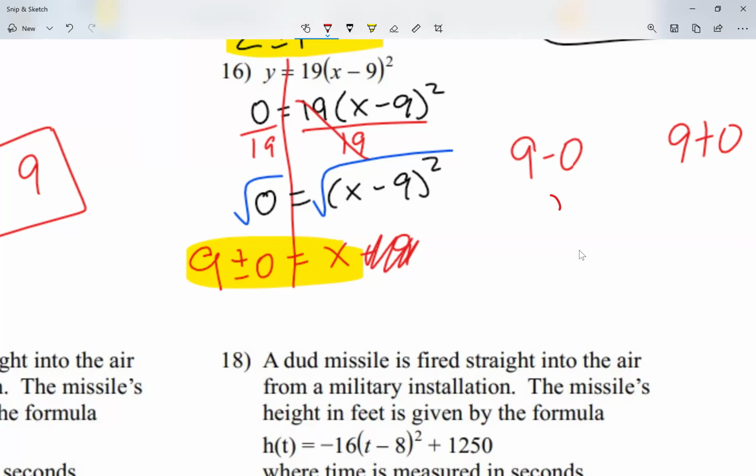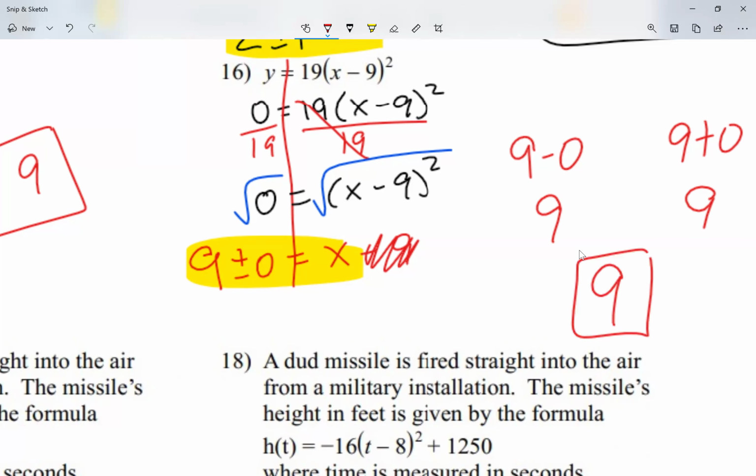9 minus 0 is 9. 9 plus 0 is also 9. I'm not going to say 9 and 9. It's the same number. So in this case, I only have one solution. 9.